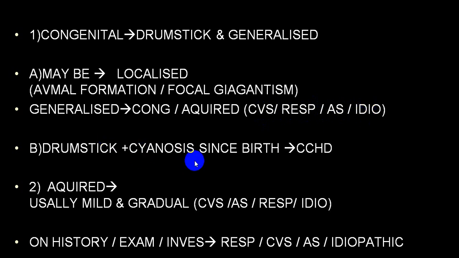Drumstick clubbing with cyanosis since birth will always be because of cyanotic congenital heart disease. And if it is acquired, it is usually mild, very rarely drumstick, and usually slow in onset. It is classically seen in cardiovascular, respiratory, alimentary, and also idiopathic cases. So history, examination, and investigations will help you identify the exact etiology of clubbing.